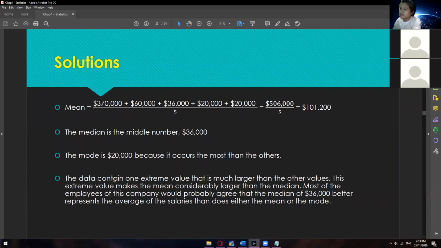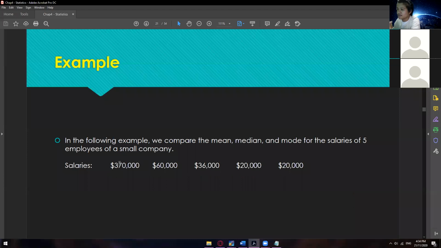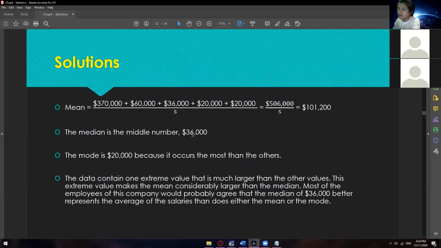Okay. So the data contain one extreme value that is much larger than the other values. This extreme value makes the mean considerably larger than the median. And most of the employees of this company would probably agree that the median of 36,000 better represents the average of the salaries than either the mean or the mode. So that's the opinion of the employees. I think even I would go with the median as the average when it comes to those salaries, which is 36,000. Not 20,000, not 101,000, which is also super large, but only $36,000.